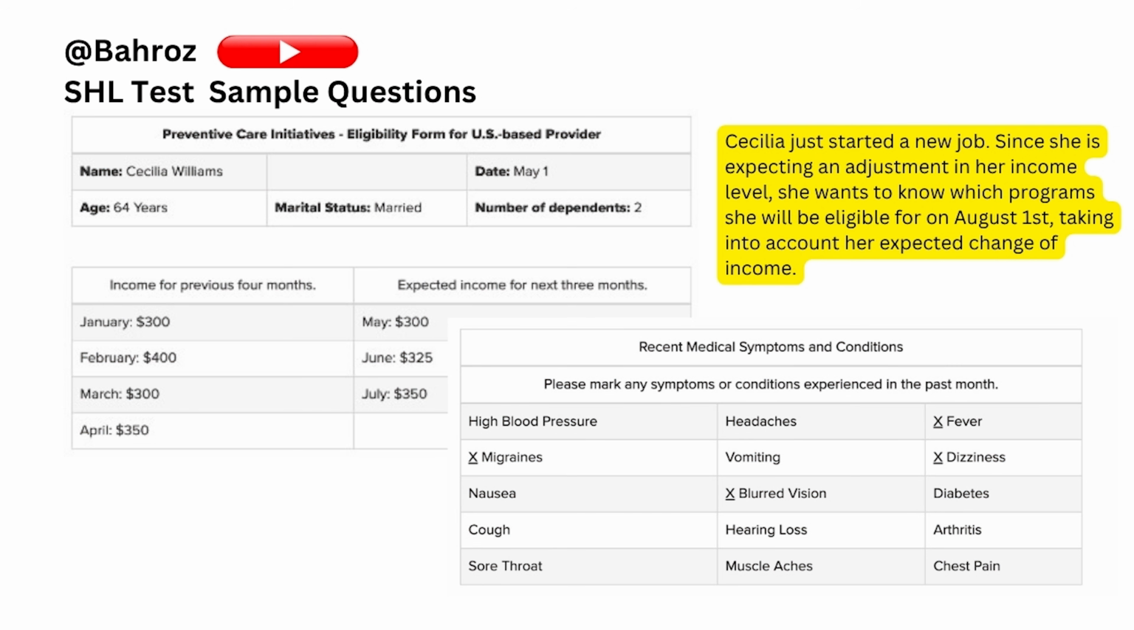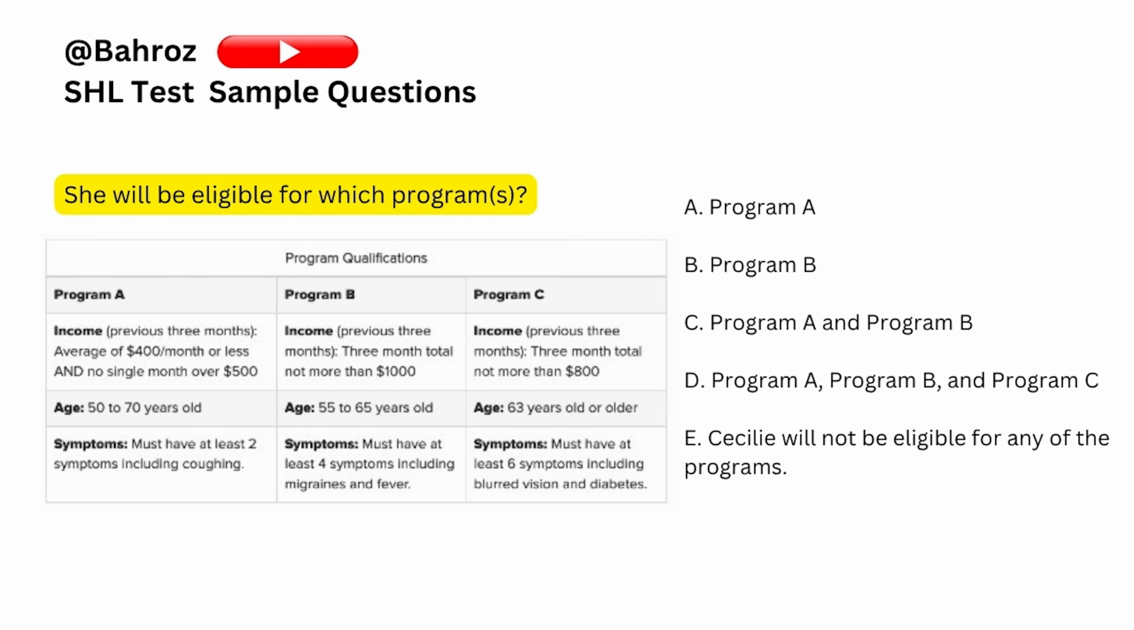Next sample question. Cecilia just started a new job. Since she is expecting an adjustment in her income level, she wants to know which program she will be eligible for on August 1st, taking into account her expected change of income. Based on the data, we're asked to find what program she will be eligible for. Looking at the criteria for each of the programs, Cecilia will be eligible for program B.